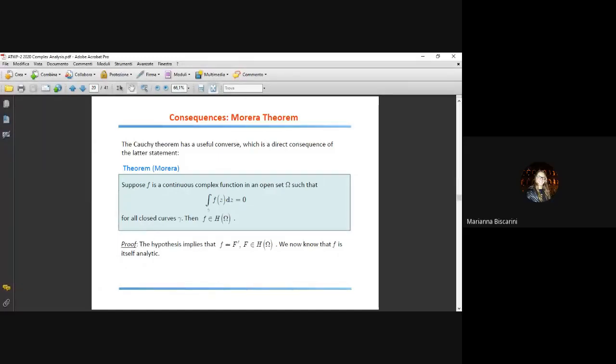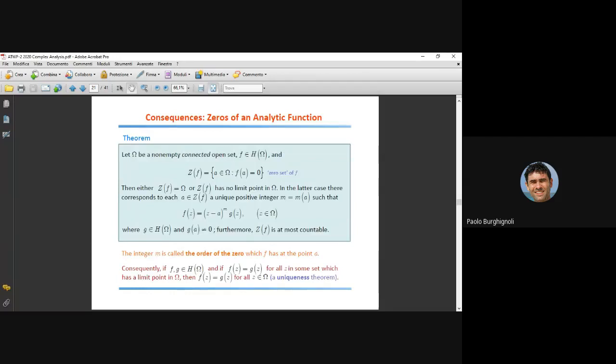Okay, we will go on drawing some further consequences from the local Cauchy theorem. In particular, we will say now something about the zeros of an analytic function, that is, the points of the complex plane where an analytic function is equal to 0. The theorem, in particular, says that if omega is a non-empty connected open set, and f is a function which is analytic in omega, we then may define the zero set of this function as the collection of points a belonging to omega, where the function f is equal to 0.